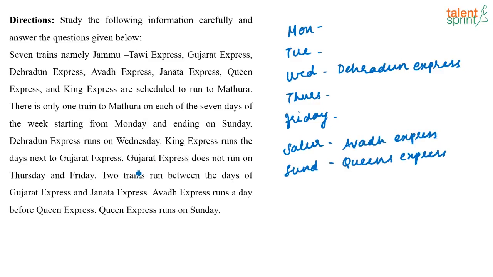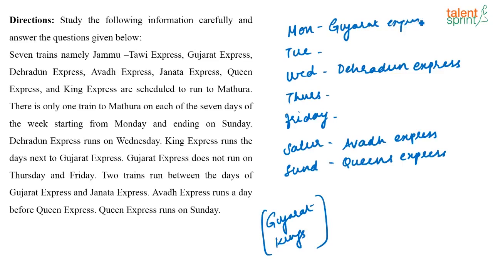Now, next, what is said about Gujarat Express and King's Express? See, it is given King's Express runs the next day to Gujarat Express, and it is also given that Gujarat Express does not run on a Thursday or a Friday. So, Gujarat Express can't be here or here, and I also know that whichever day Gujarat Express is running, the next day it has to be King's Express. So, they have to be adjacent to each other. Now, where is the only possible place I can keep them? I can't place them here. So, they have to be here. So, this has to be Gujarat Express and this has to be King's Express. So, this we have placed.